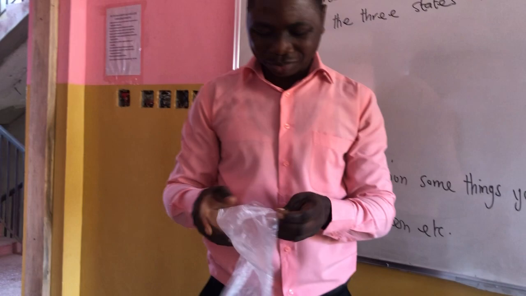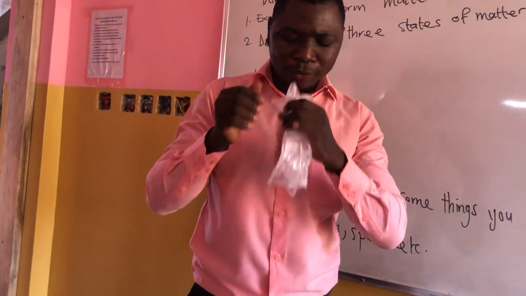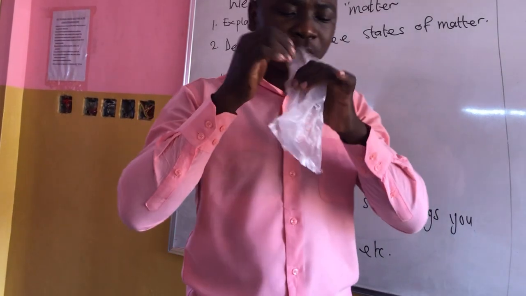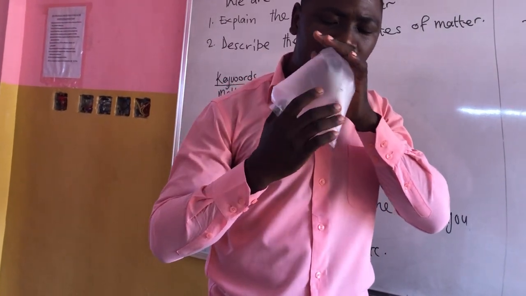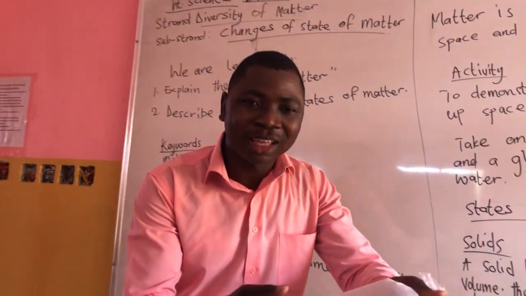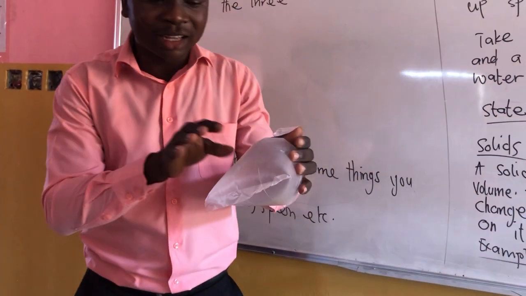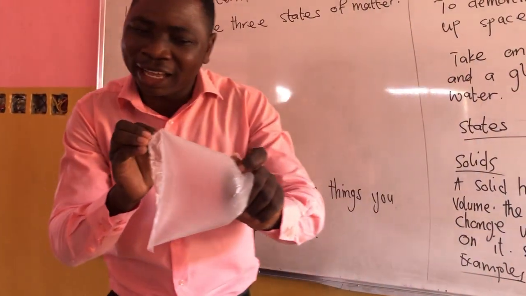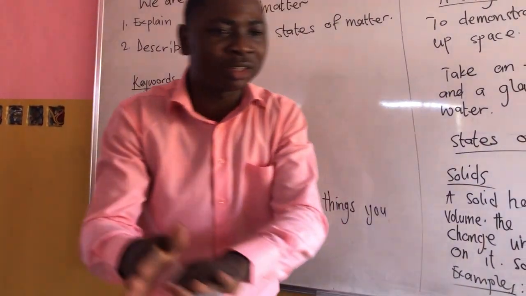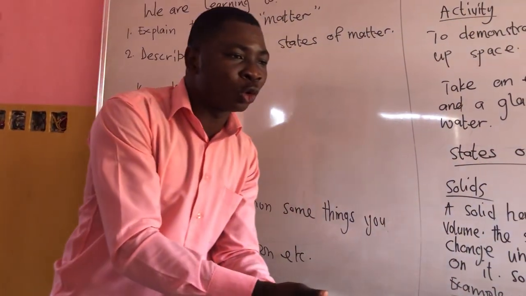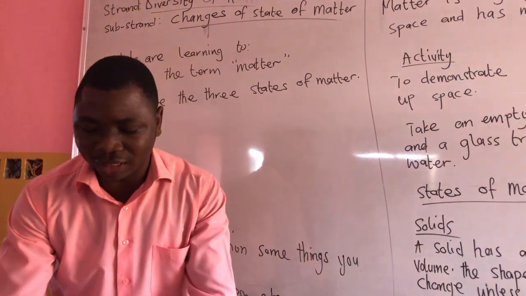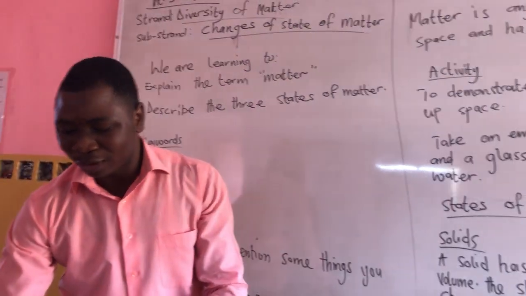Look at this rubber I'm having. There's nothing inside. But let me do something like this. I'm breathing this air, and that air has taken the space. We can't see the air, but it has taken the space. That's how we say matter is anything that takes up space and also has mass. When it has mass, it has some weight. That means that's mass.